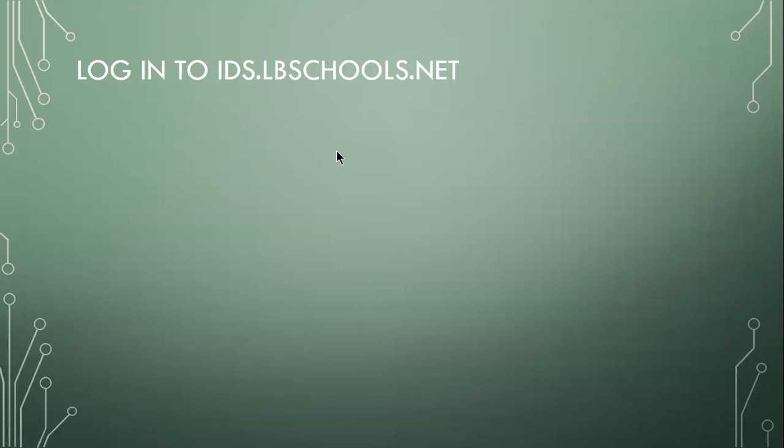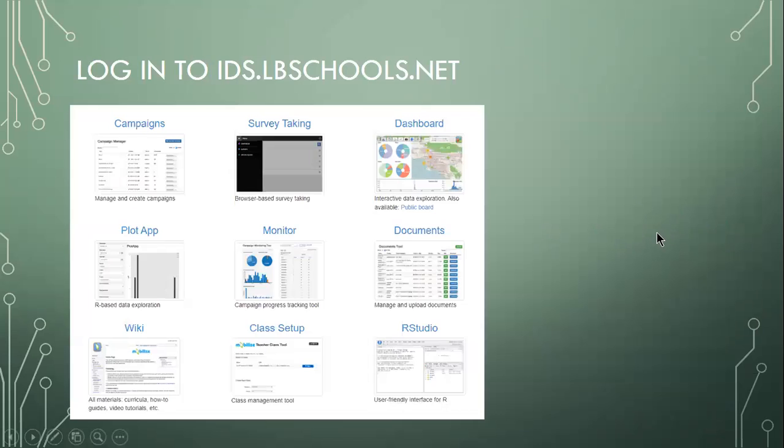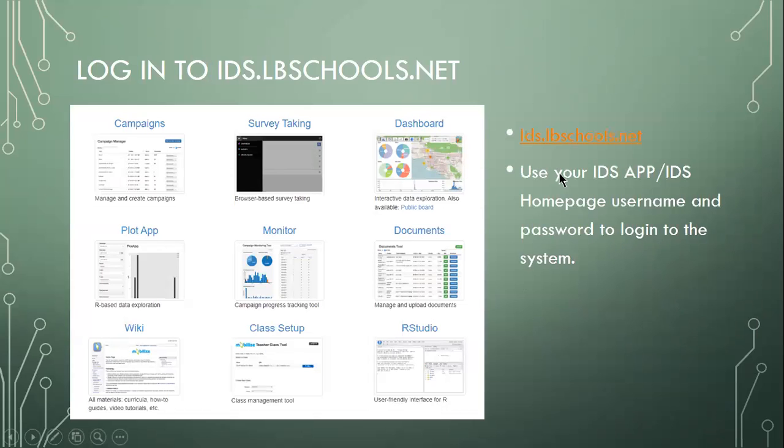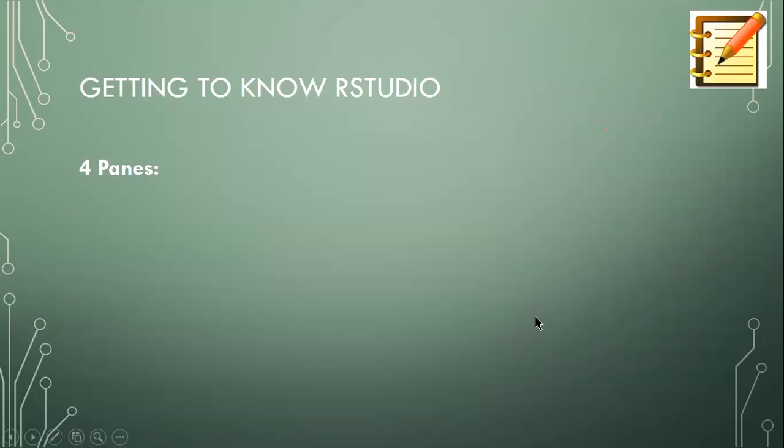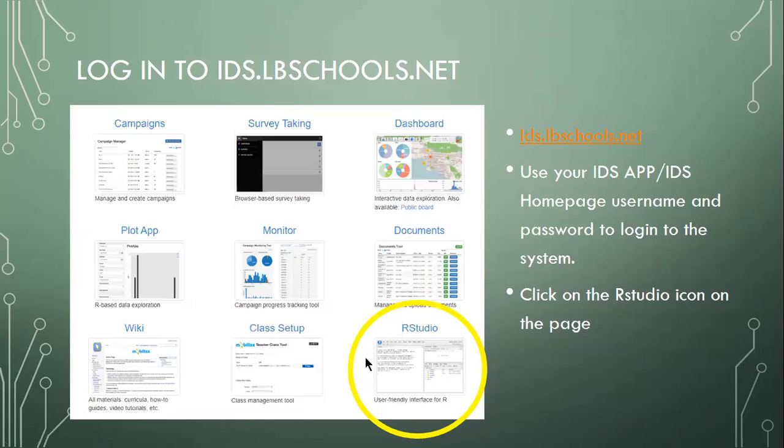Okay, thank you, Evelyn. We're already on the IDS lbschools.net because of lesson 12, but if you by any chance logged out, you're going to need to get back in there. So we're going to log in to ids.lbschools.net. You're also going to be logging in on Thursday when we see each other because we're going to be continuing this. Then we're going to click on the Rstudio icon on that page, right at the bottom corner here.